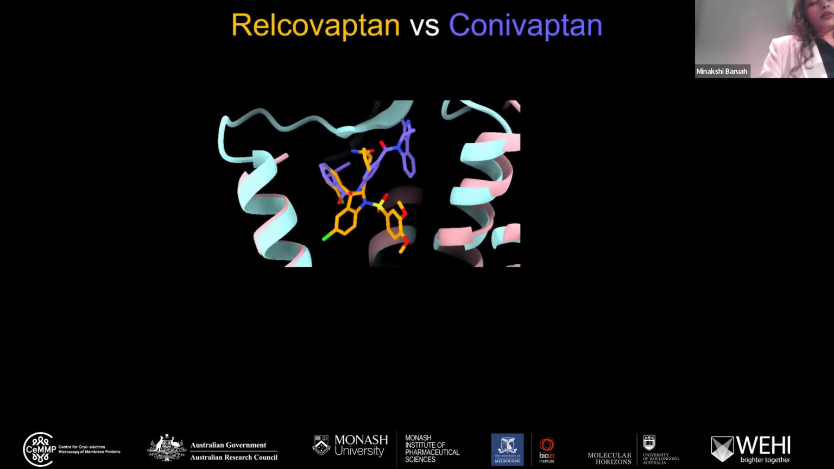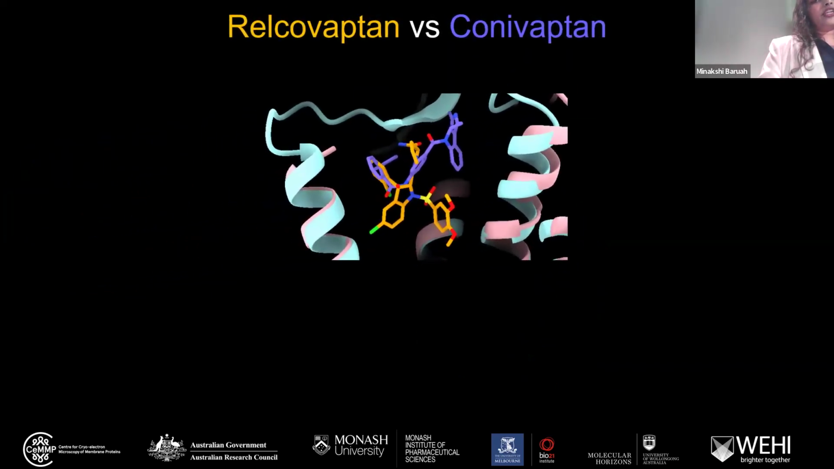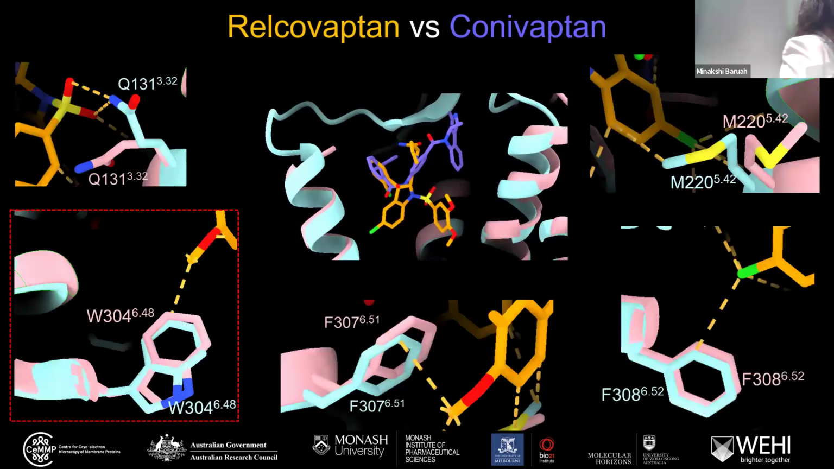There are some interactions that were not shared between velcovaptan and conivaptan, some of which are listed here. But I would like to draw your attention towards this toggle switch residue, tryptophan 304. Velcovaptan interacts with this one, but conivaptan doesn't. And that might suggest differences in antagonism pattern between the two compounds.